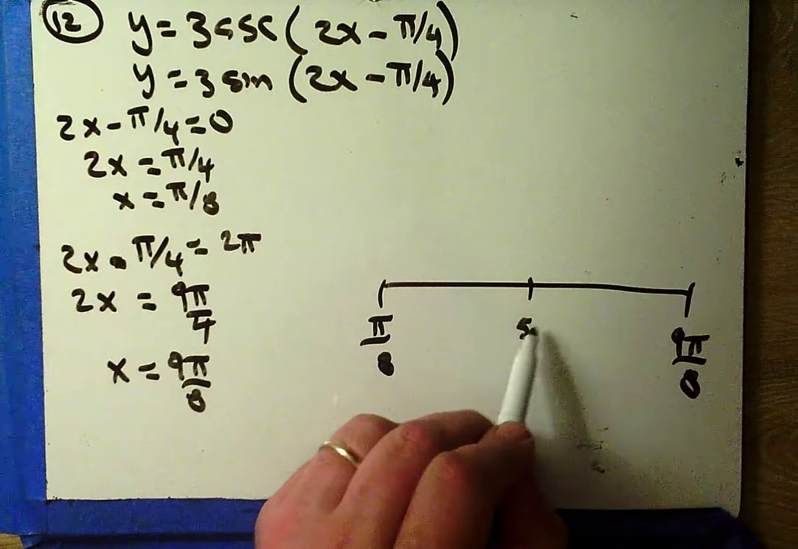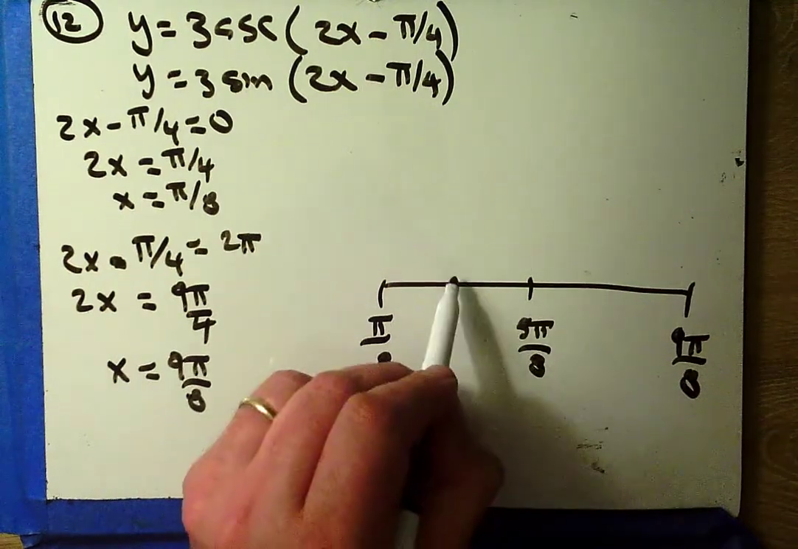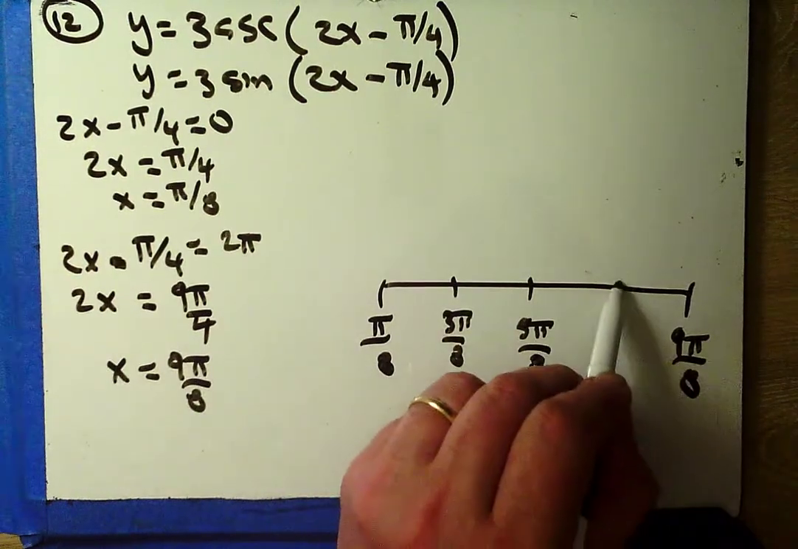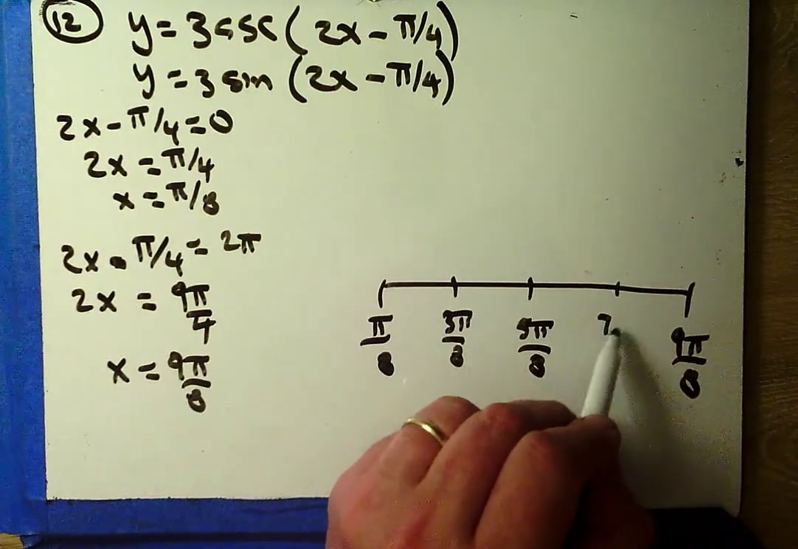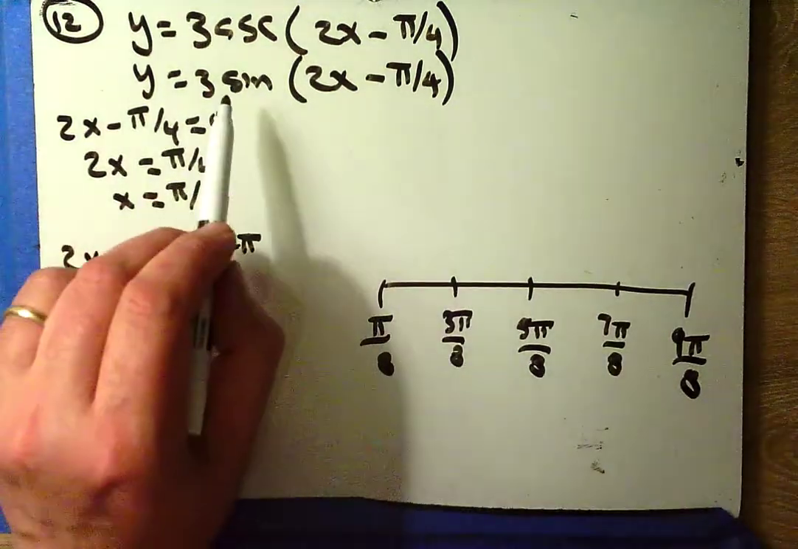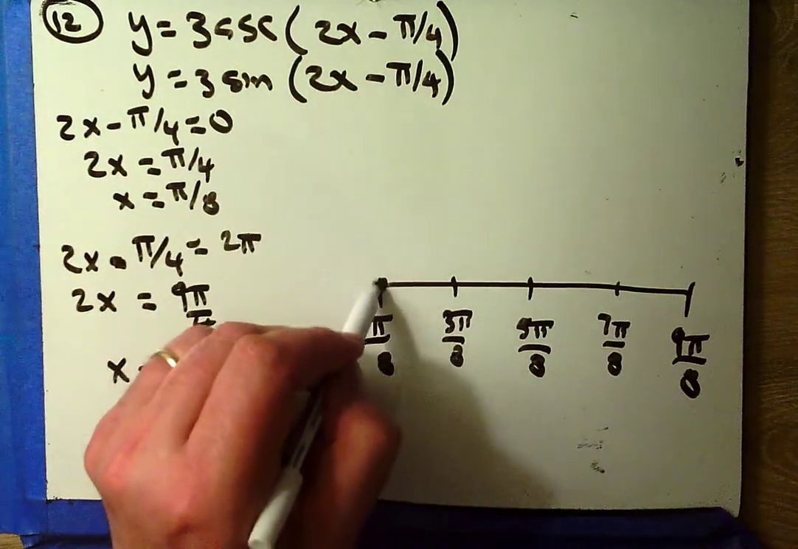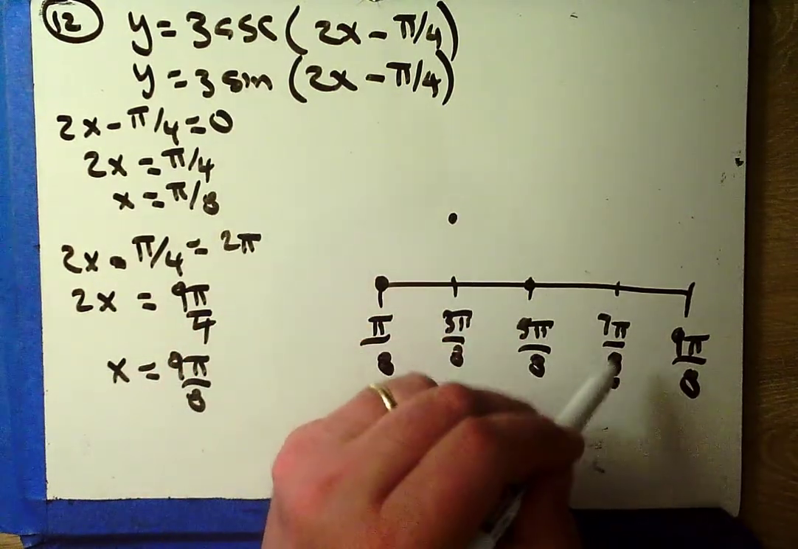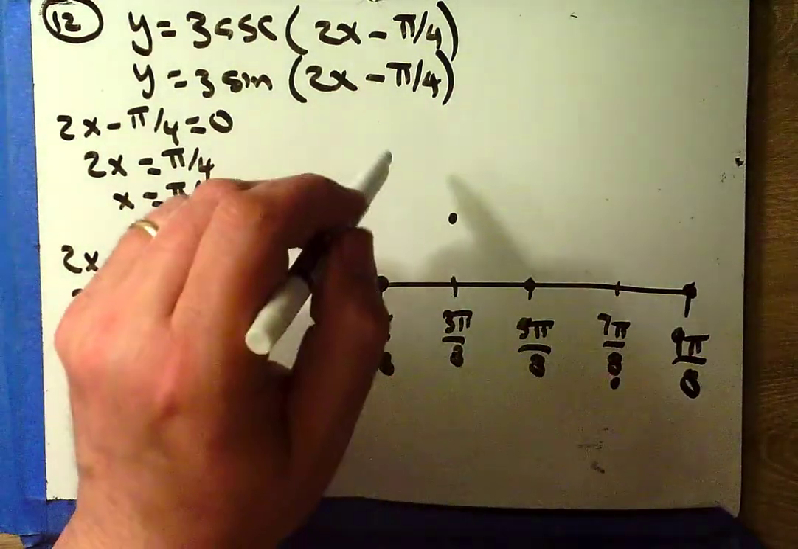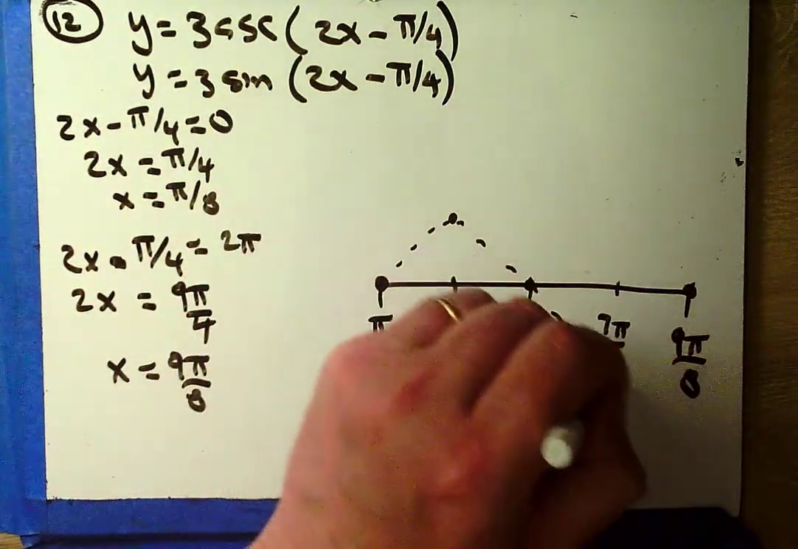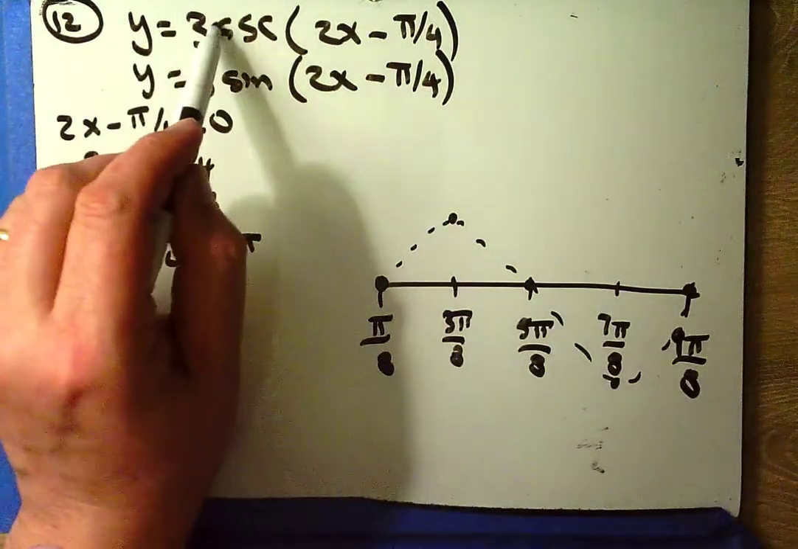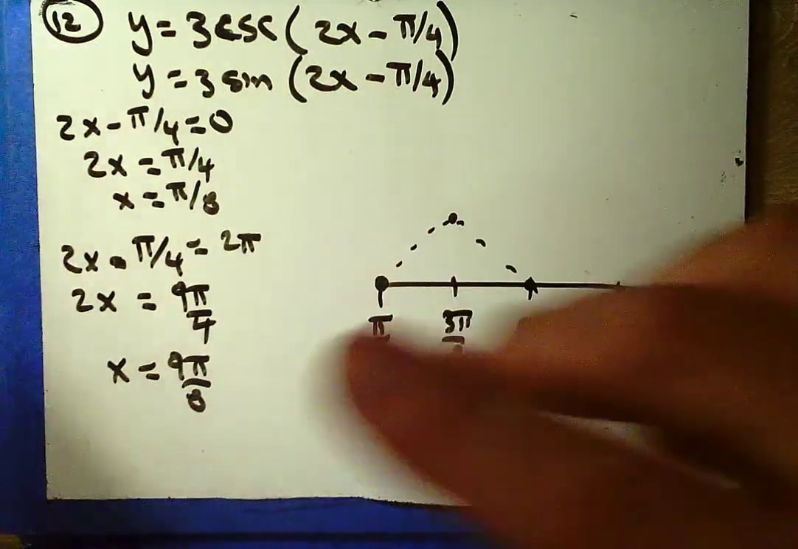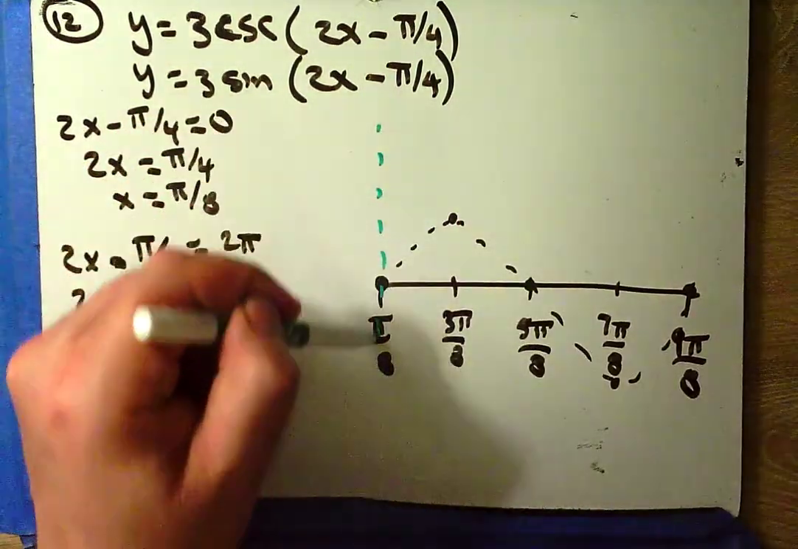Halfway in between is going to be 5 pi over 8. Halfway in between those will be 3 pi over 8. And halfway in between 5 and 9 will be 7 pi over 8. I'm graphing a sine graph, and it's positive sine, so I start on the midline, go up to the max, down to the midline, back down to the low, and then back to the midline. So there's my sine graph. But remember, I'm really trying to graph cosecant, so wherever sine is equal to 0, cosecant is going to have a vertical asymptote.